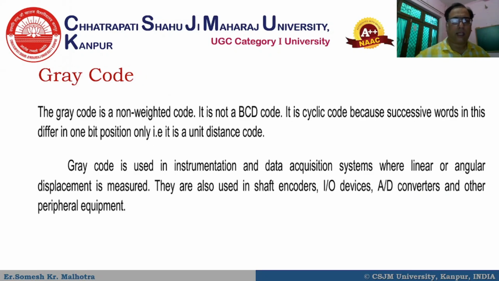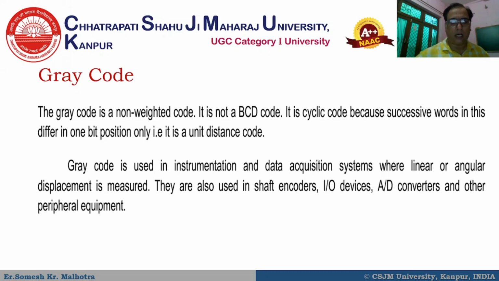So now let us see another important code, that is gray code. The gray code is a non-weighted code. It is not a BCD code. It is a cyclic code because successive words in this differ in 1-bit position only. You can say it is a unit distance code. Gray code is used in instrumentation and data acquisition systems where linear or angular displacement is measured. They are also used in shaft encoders, IO devices, AD converters, and other peripheral equipment.